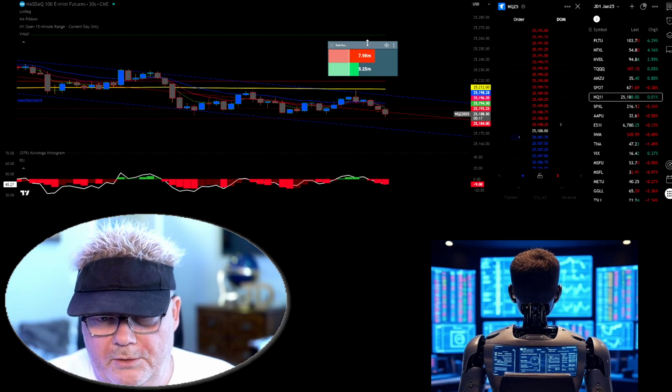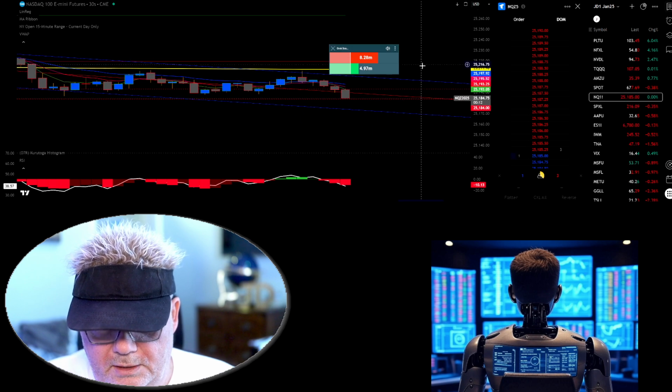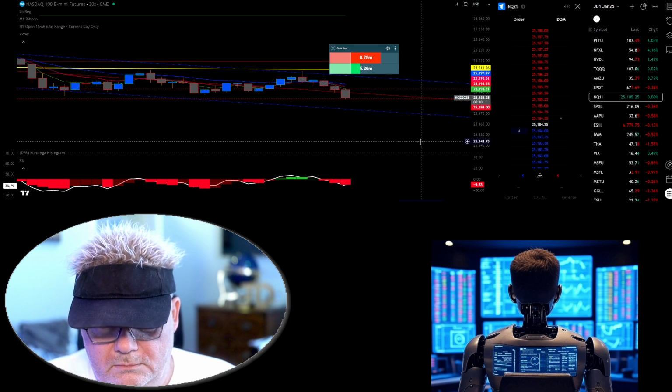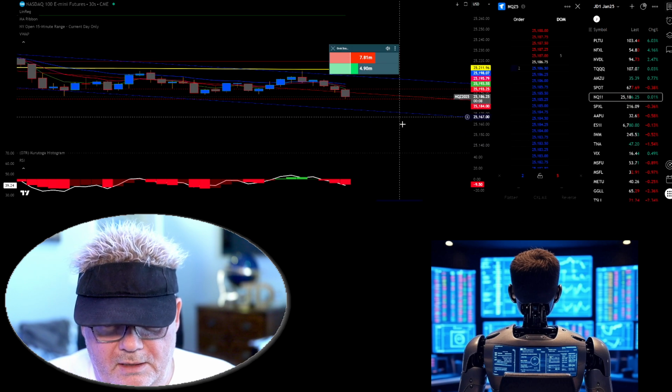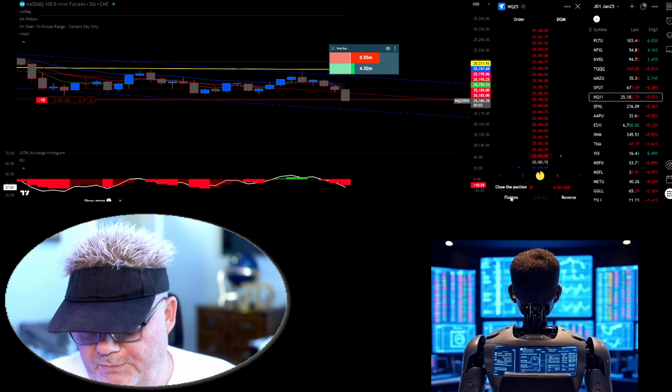Still selling here, y'all, but I'm out of it. I don't want to chase, so I'm going to wait for another signal. Yeah, let's wait for a second. That is a big level right here. That's your 4-hour level. I'm going to take it. That's a breakdown of your 4-hour level.